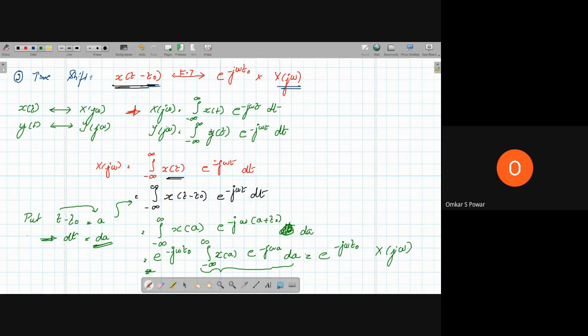This term is nothing but your X of j omega term. How? You compare this one. Instead of t, it is a here. So compare this and this one. Instead of t, it is a. So it is nothing but your X of j omega only. So your RHS term is e power minus j omega t naught into X of j omega. So we have proved LHS equal to RHS and proved our time shifting property.